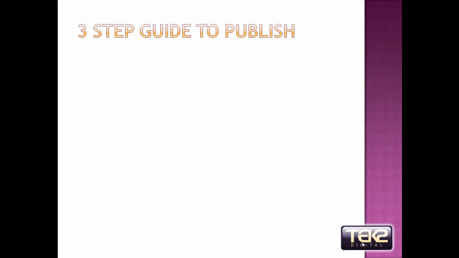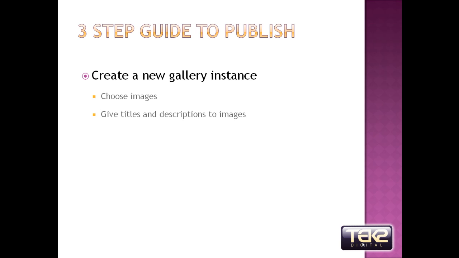There are 3 steps really to actually creating a slideshow and then publishing it eventually. The first stage will be to create a new gallery instance. This will be done through a Joomla component called JSN Image Show. This program gives you the ability to choose images from multiple directories, reorder the images, and give the images titles and descriptions.